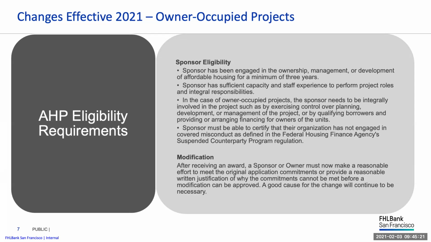For modifications, after receiving an award, a sponsor or owner must make a reasonable effort to meet the original application commitments or provide reasonable written justification for why those commitments cannot be met. As in the past, a good cause for the change will continue to be necessary. So what this means is that the modification will be a little bit different, and it may be necessary to document that an attempt to cure the issue and meet the original application commitments has been tried versus just providing a good cause for the change.